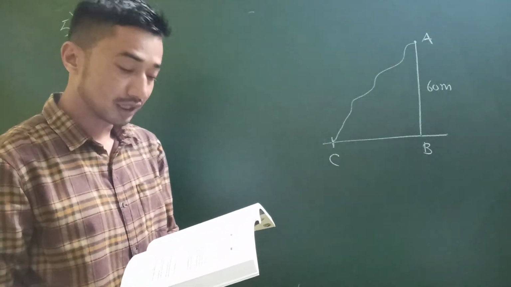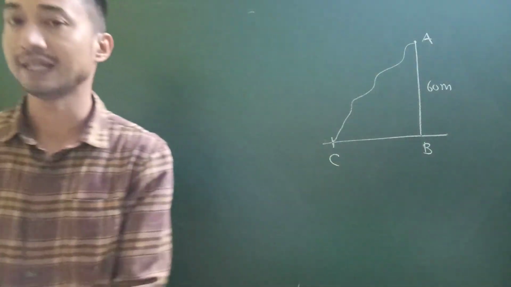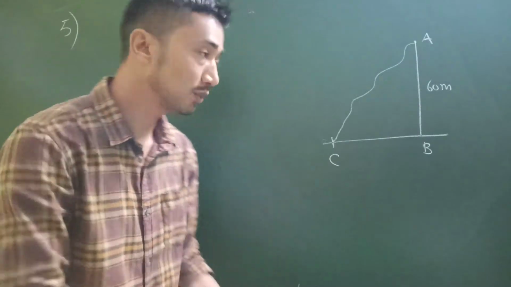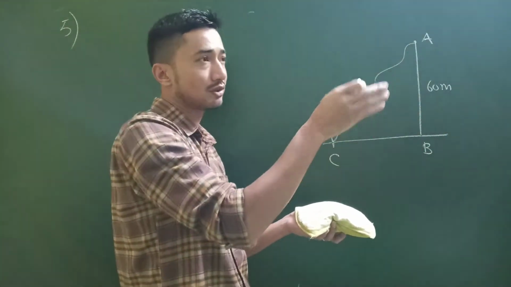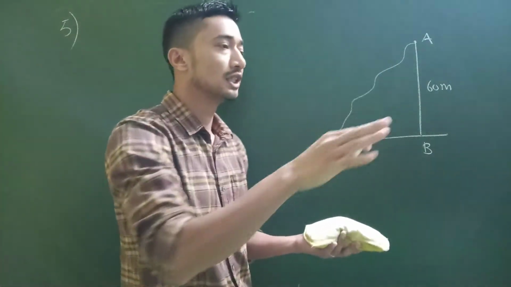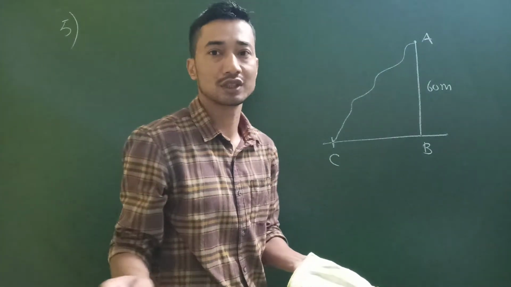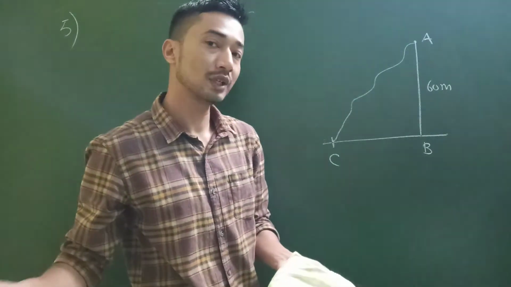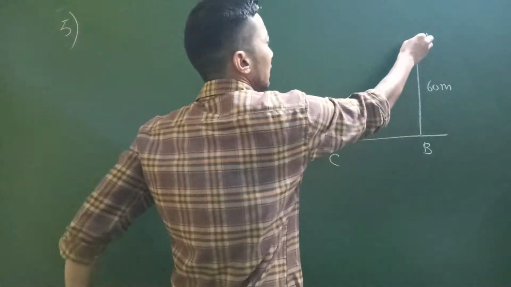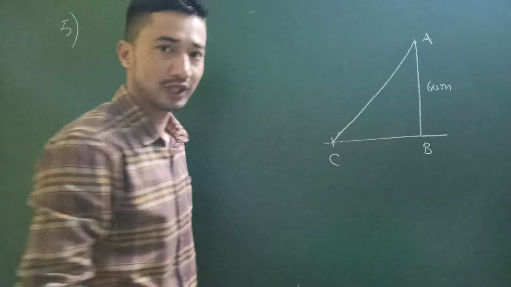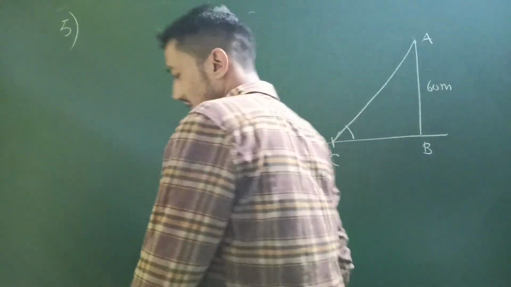Find the length of the string, assuming that there is no slack in the string. That's why I drew this diagram. Suppose you're flying a kite, definitely there will be slacks in the string. But since they say there is no slack in the string, we will assume it is a very straight line, going straight, no here and there. Got that? That is what it means.